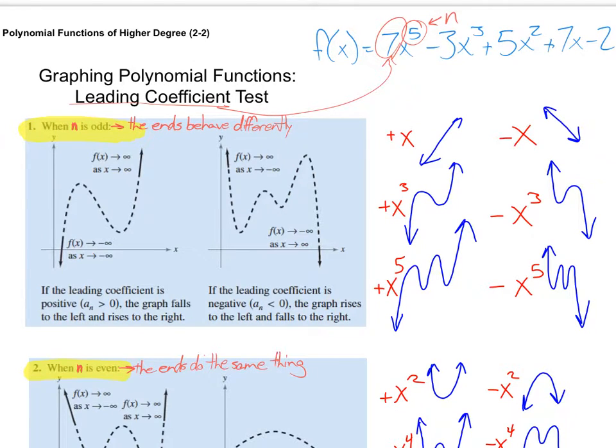So if you think about it this way, the positive and negative tells us what the right-hand side is going to do. If the coefficient is positive, like it is in this case, a positive 7, then the right-hand side's going to go up. And that's true whether n is even or odd. Doesn't matter. If it's negative, the right-hand side's going to go down. Again, doesn't matter if it's even or odd. It's talking about the right-hand side.